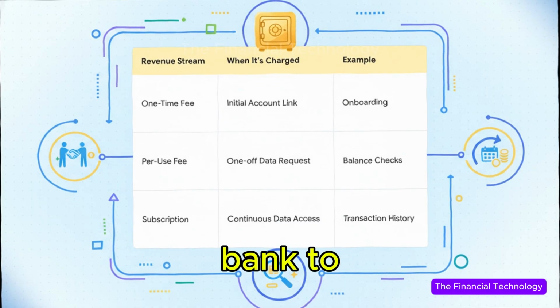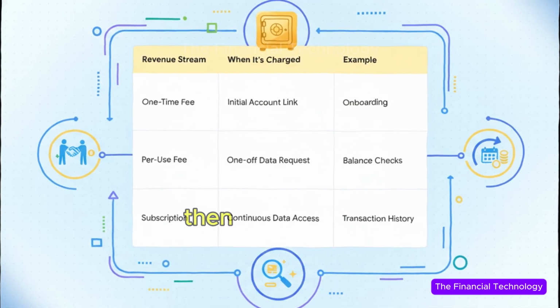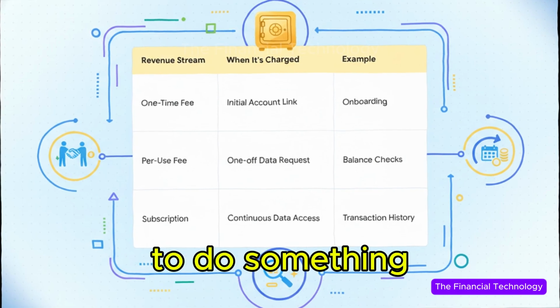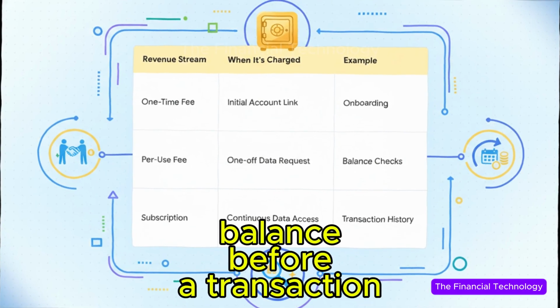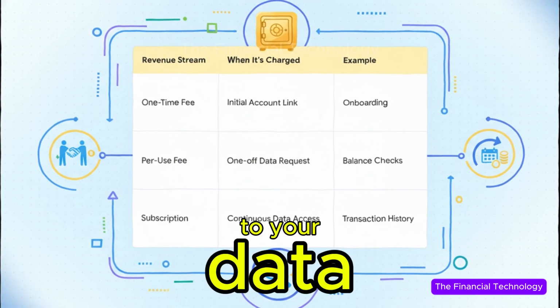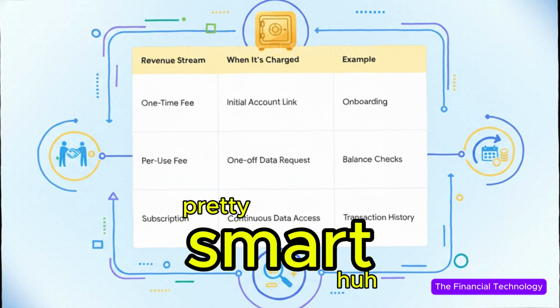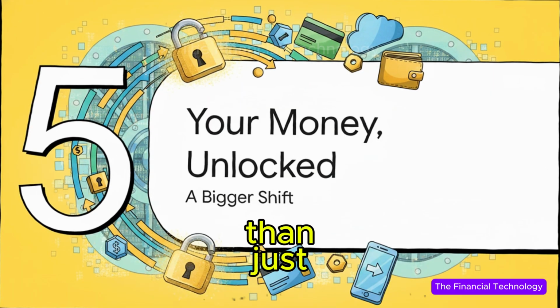First, when you link your bank to a new app for the very first time, that app pays Plaid a one-time fee. Then, every time that app needs to do something, like check your balance before a transaction, it pays another tiny fee. And for apps that need constant access to your data, like a budgeting tool, they just pay Plaid a regular subscription fee. Pretty smart, huh? But look, this is so much bigger than just one company.